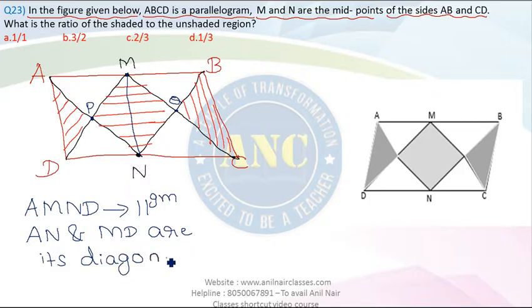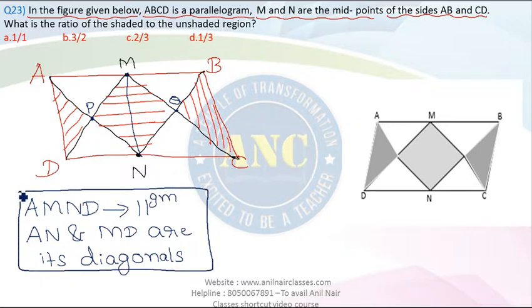The two diagonals are AN and MD, and we know a very important key point saying that diagonals of a parallelogram will divide the parallelogram into 4 equal areas. That means if this particular area APM I call area A, the particular area of APD is also A. Similarly, PDN area will also become the same value A, and MPN will also become the same value A. That means the diagonals of a parallelogram will divide the entire parallelogram into 4 equal areas.